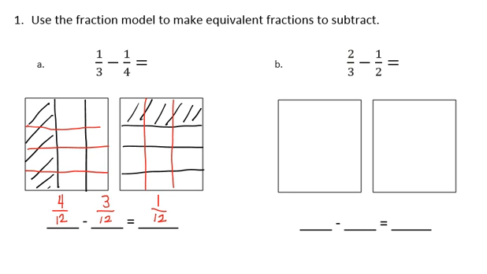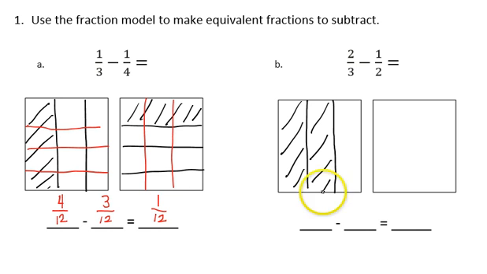Let's look at another example. The next problem is 2/3 minus 1/2. I'll draw my 2/3, so again I break the square into thirds. This time I'll shade 2 of them since it's 2/3. And I'll show my 1/2 on the other square. I'll shade in 1/2.